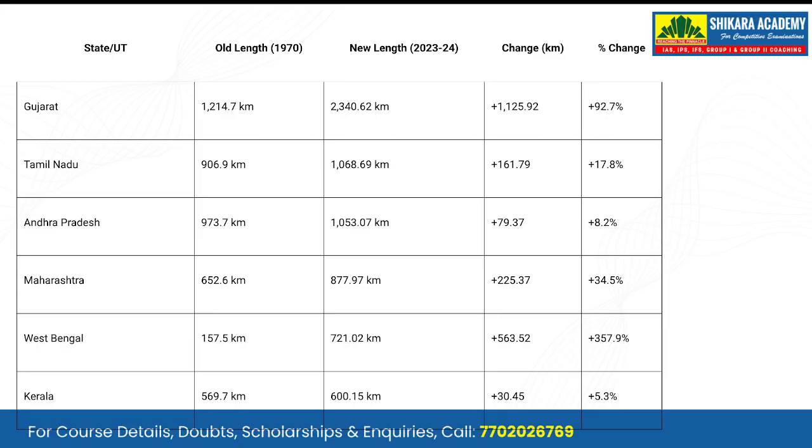In Tamil Nadu, which is also where we have 906 kilometers in the olden version. Now we have 1068 kilometers, where 161 kilometers were added, which is like 17% added.